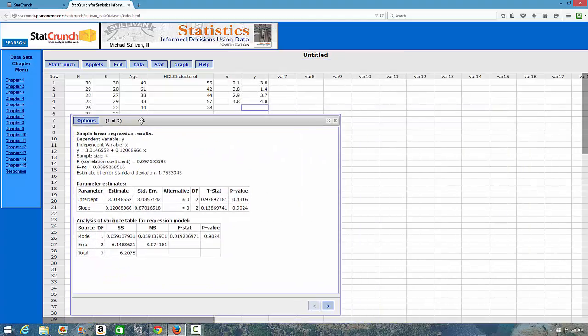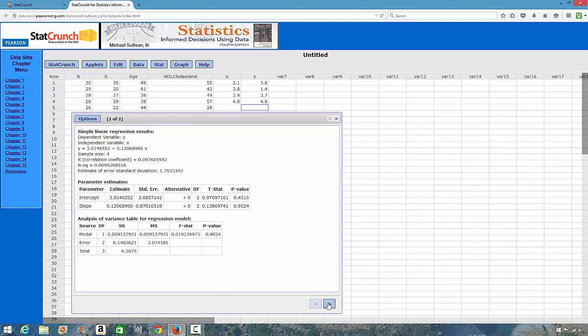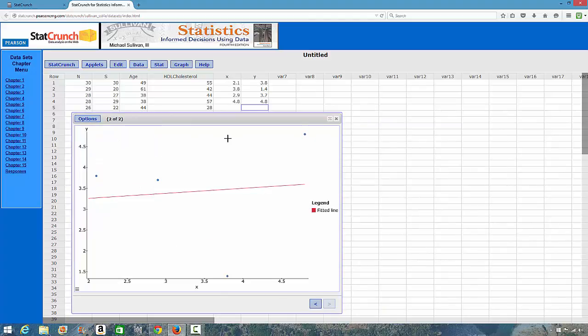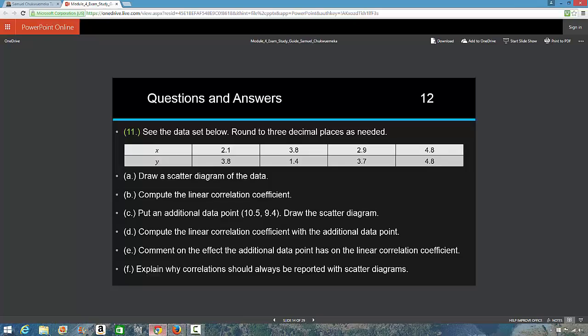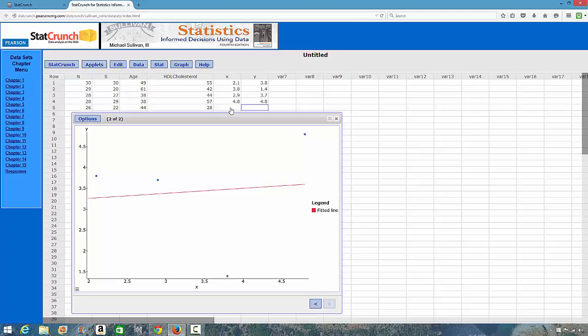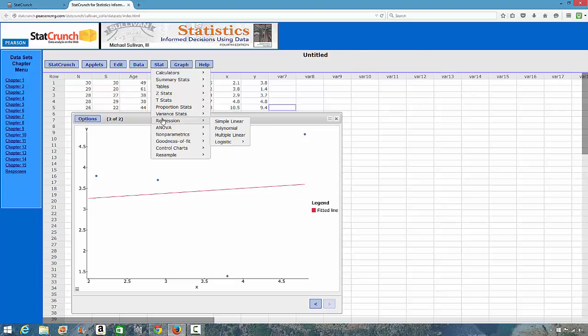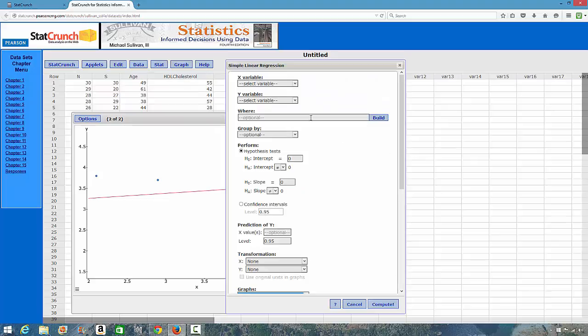I want you to look at this. This is the scatter diagram here. And then we now have to put in the additional point. The additional point is 10.5 and 9.4. So if we put in 10.5 and 9.4, we go to start, regression, simple linear, select your x, select your y, compute.